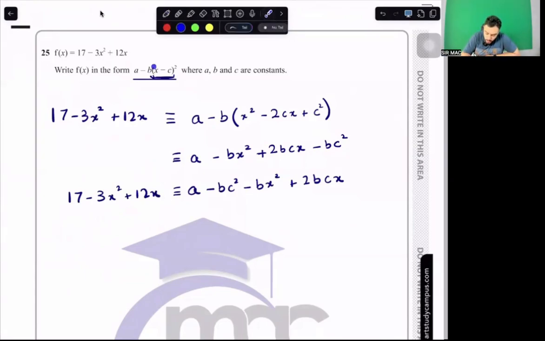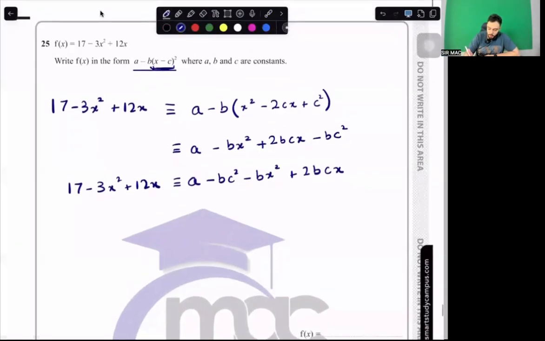I just expanded the bracket first of all by the basic identity of a squared minus 2ab plus b squared. And then I multiplied b by everything that's there. So bx squared, everything multiplied. And a, I just wrote it. So now what we do is we compare the coefficients in these types of questions to get the values of a, b, and c.